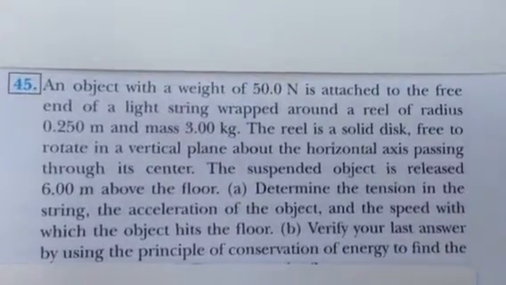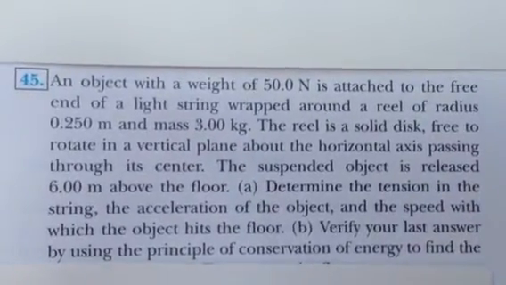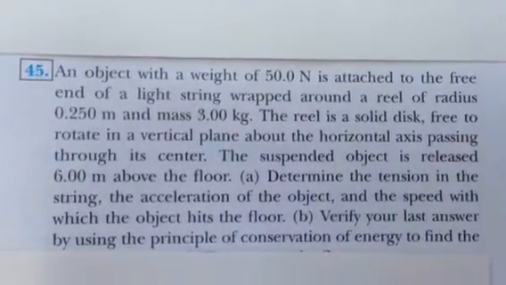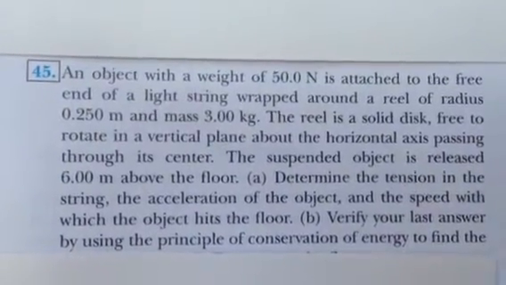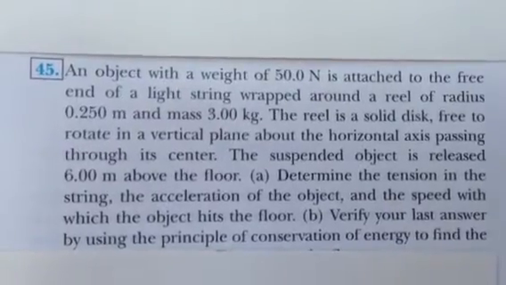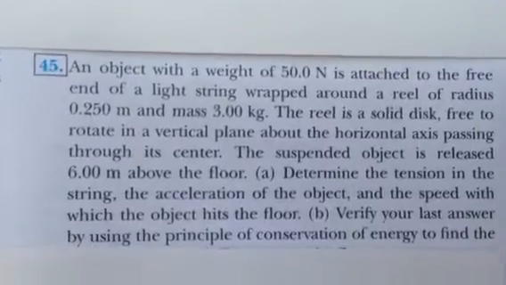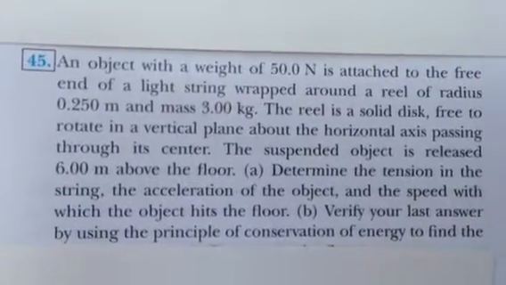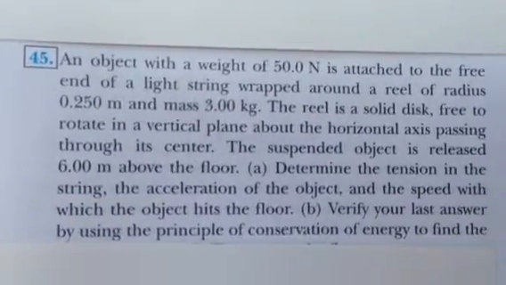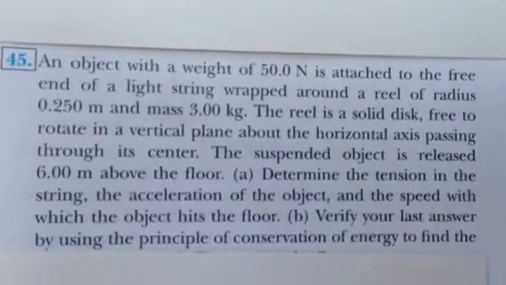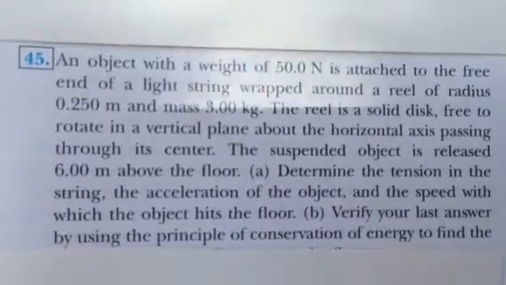An object with a weight of 50 newtons is attached to the free end of a light string wrapped around a reel of radius 0.250 meters and mass 3 kilograms. The reel is a solid disc, free to rotate in a vertical plane about the horizontal axis passing through its center. The suspended object is released 6 meters above the floor.